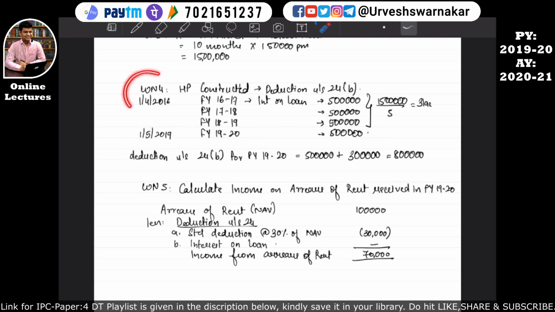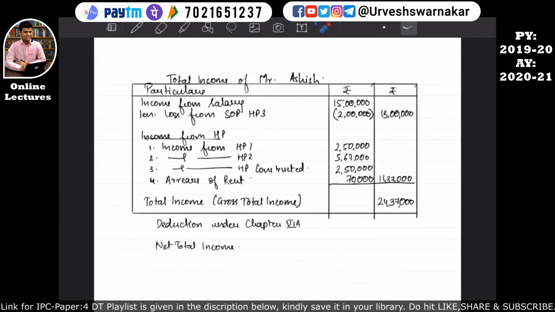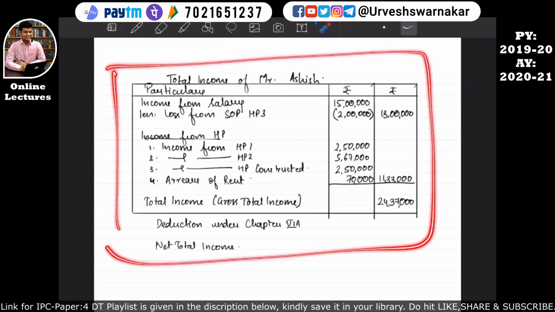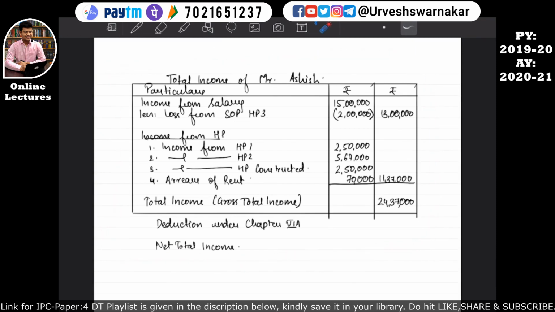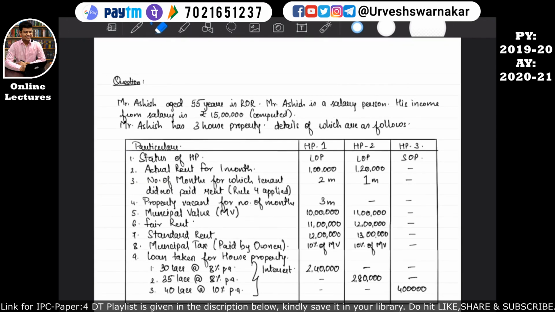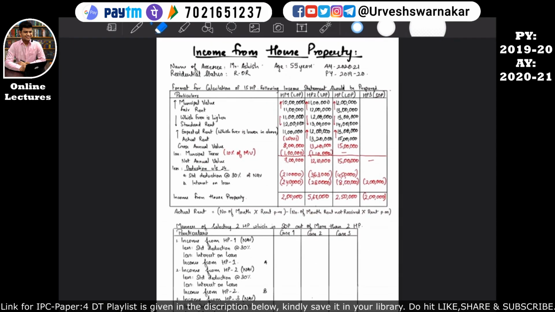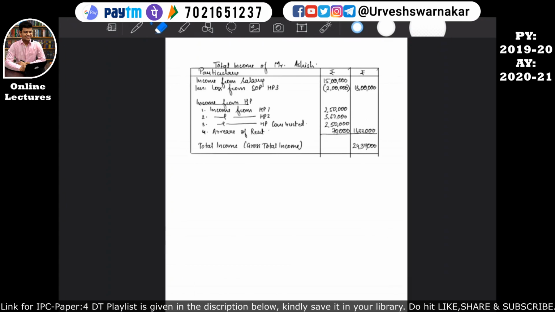I hope you all have copied working note number 4 and working note number 5, and the calculation of total income of Mr. Ashish, and please copy this total income of Mr. Ashish also. So this is the final presentation. Do not copy all this. I hope you all have copied this much also, and the question is available with you. If you have seen the format book, by now you are aware that the question is available and this blank format was available. I hope this is quite clear to you all.